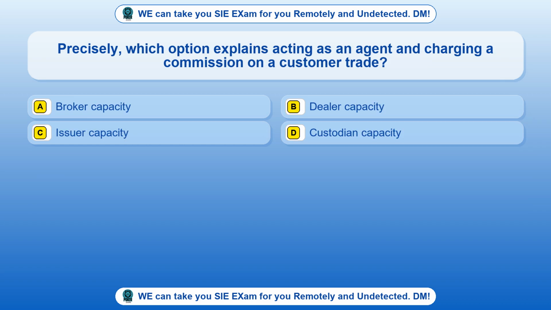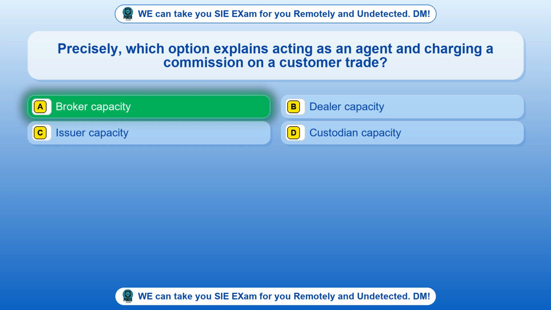Question 53. Precisely which option explains acting as an agent and charging a commission on a customer trade? Option A, broker capacity. Option B, dealer capacity. Option C, issuer capacity. Option D, custodian capacity. The correct answer is option A, broker capacity.